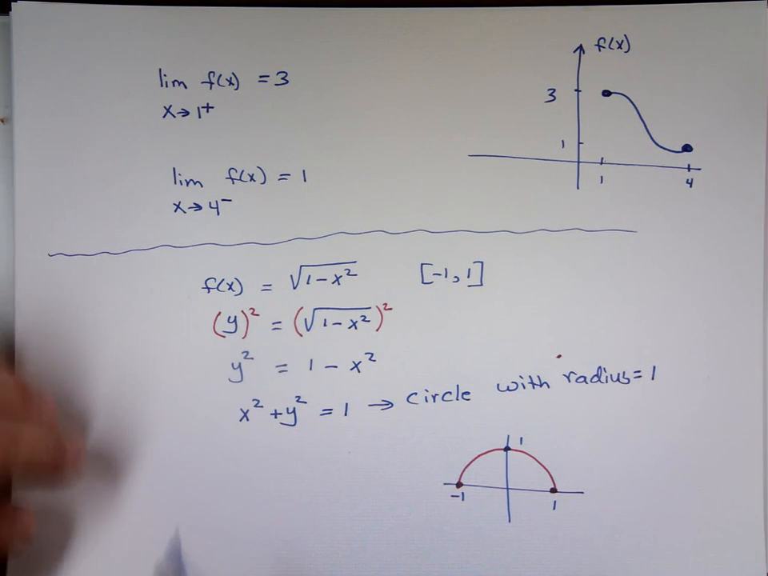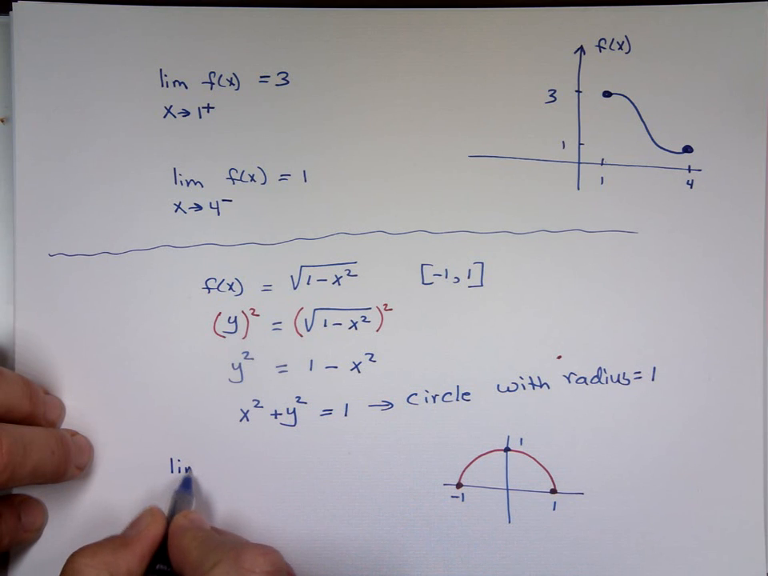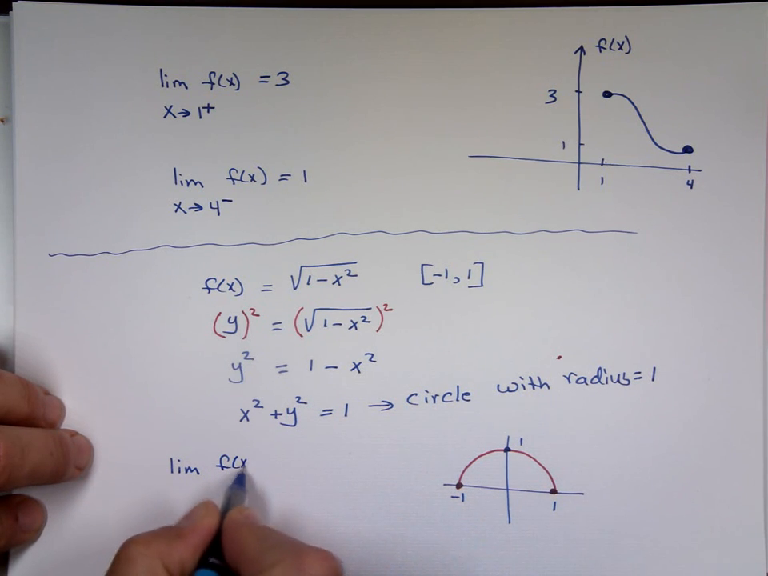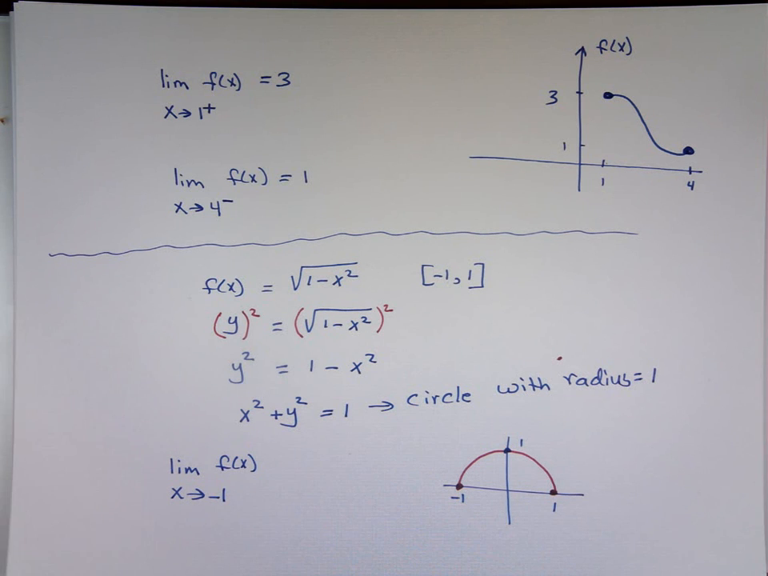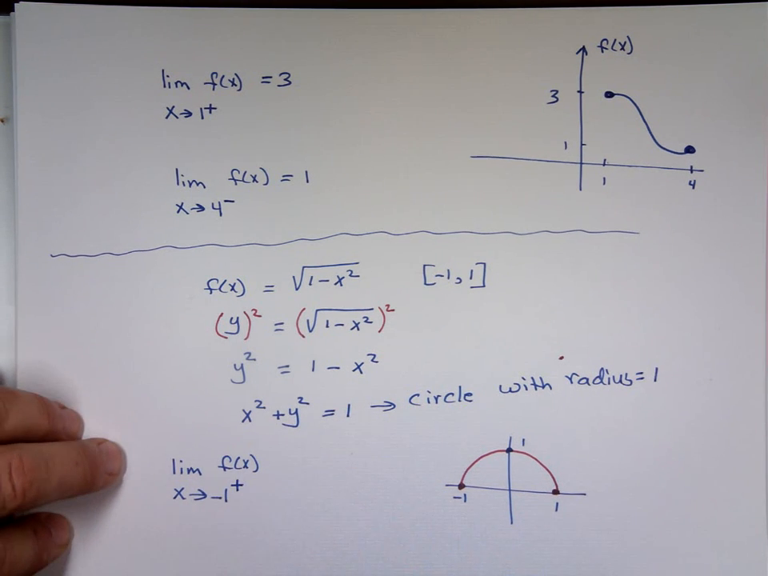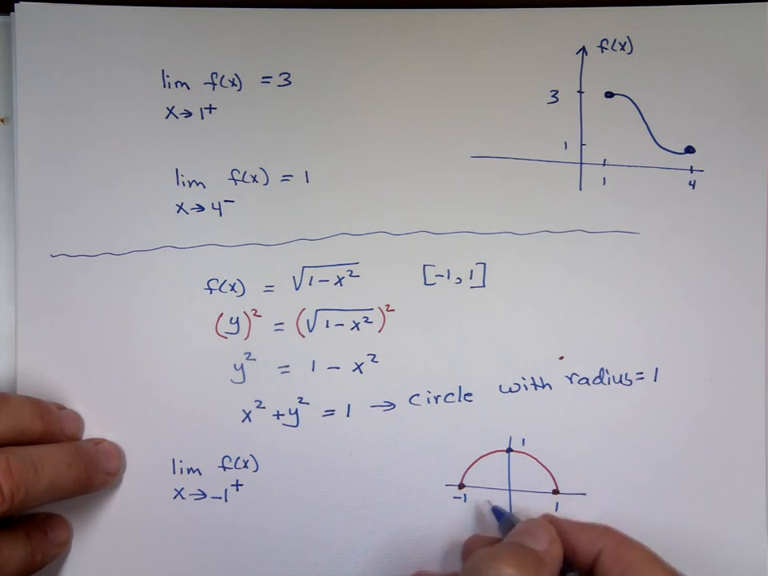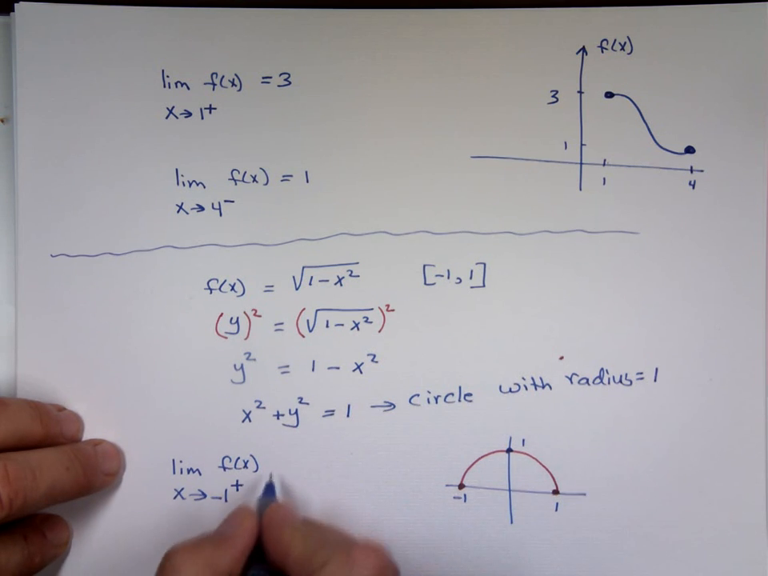I can ask you what's the limit of f of x as x approaches what? The negative 1 from which side? From the left or the right? The right side. As you come to it from here. And what does that y value look like? 0.